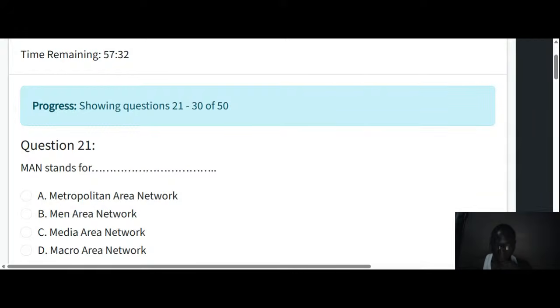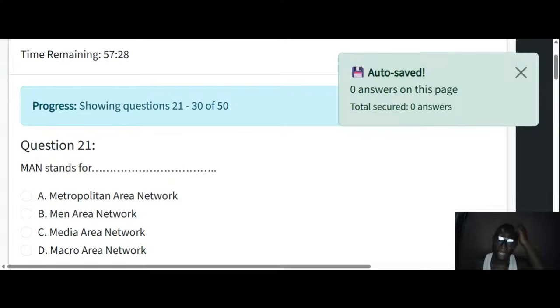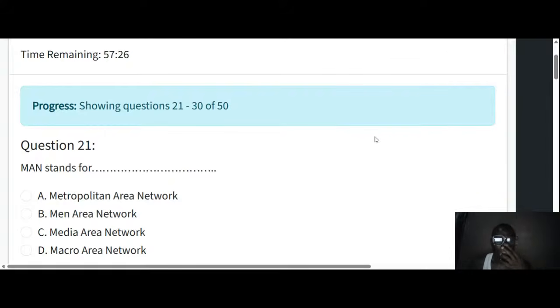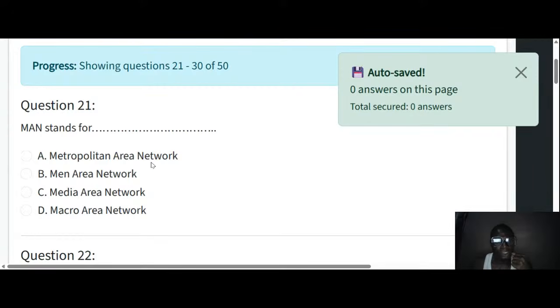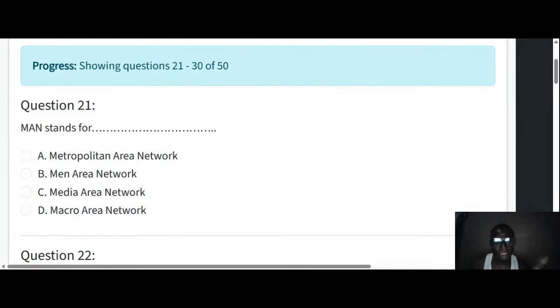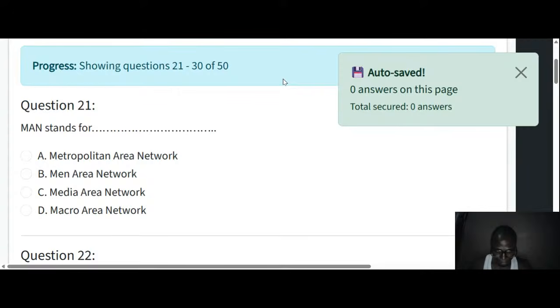All right, I think the screen is visible now and we can start something reasonable tonight. So this is the first question we're having tonight. Man stands for dash. Is it metropolitan area network or main area network, media area network, or macro area network? What's the answer to that?